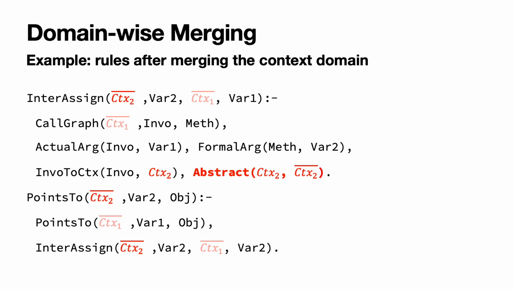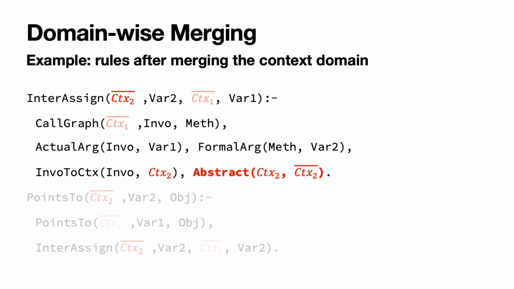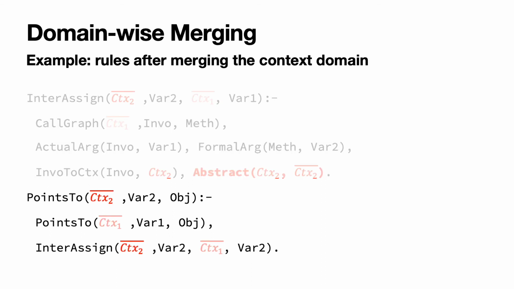Now we apply the merging on the domain context to these rules. Relation abstract context 2, context 2 bar, is inserted in the first rule as context 2 is derived from non-sensitive domains. And there is no change in the second rule because there is no non-sensitive to sensitive derivation.